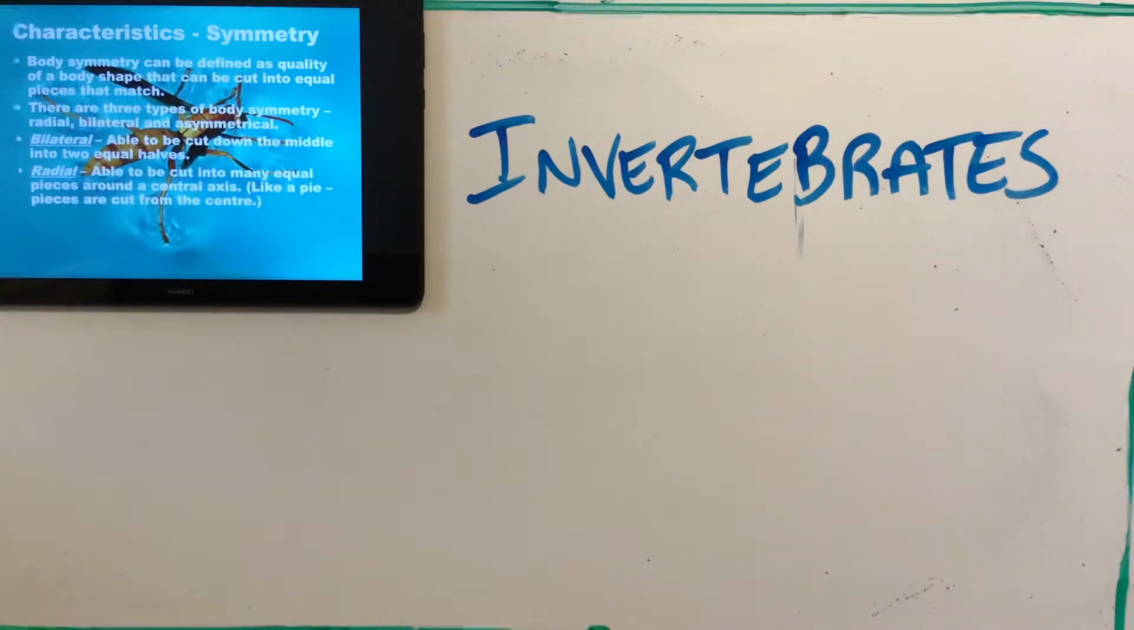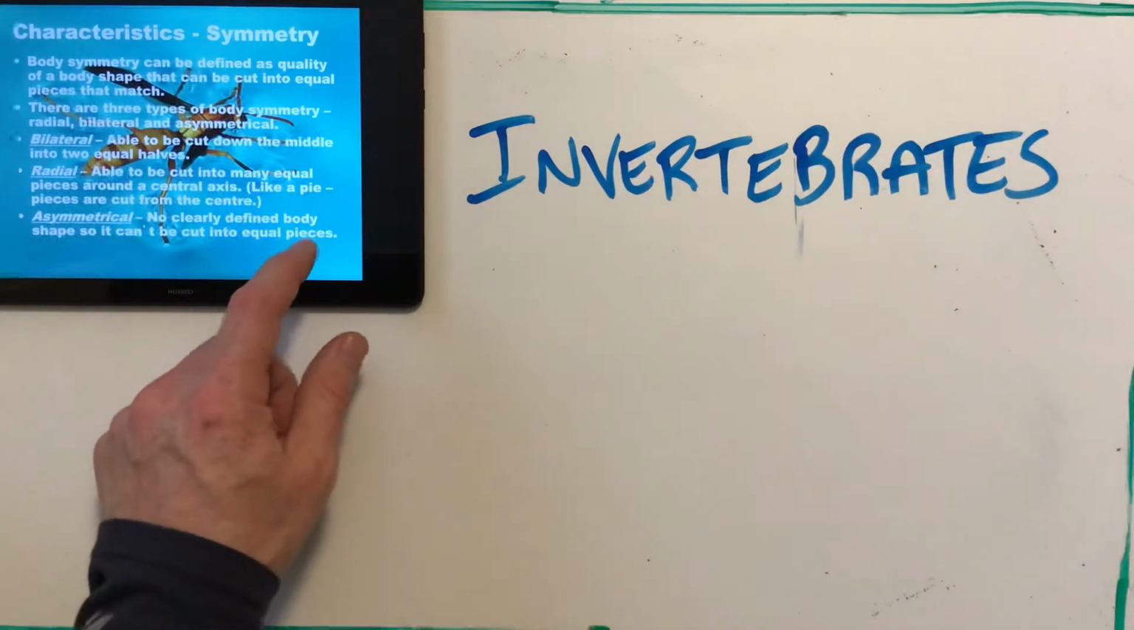Radial is like a pizza. There's a central axis, and you can cut out to the edge from that central axis, and all the pieces would look the same, like a pie or a pizza. Asymmetrical: when A is in front of a word, we know that it means not. So asymmetrical are things that are not symmetrical. Now, this is relatively rare in the animal kingdom because there is a high degree of organization. So we won't see too much out there that is asymmetrical.